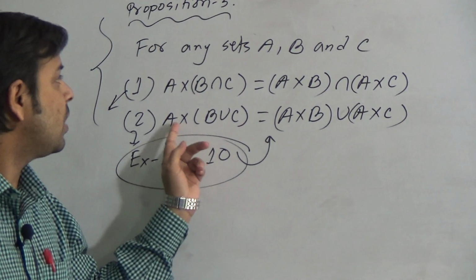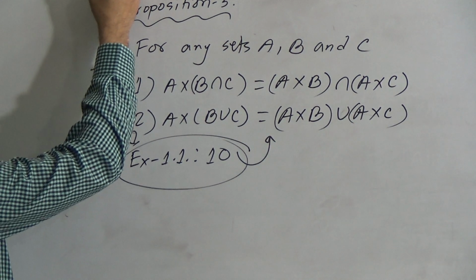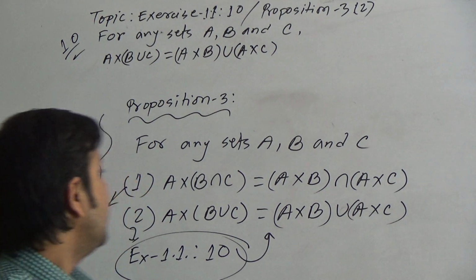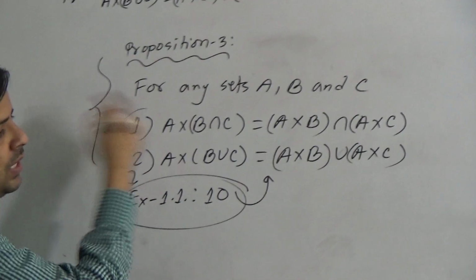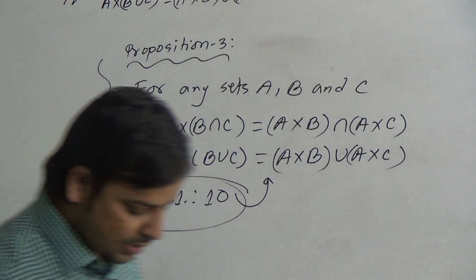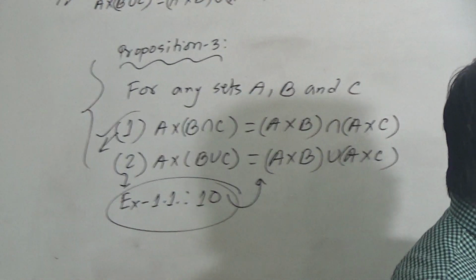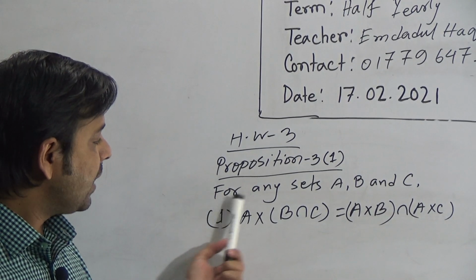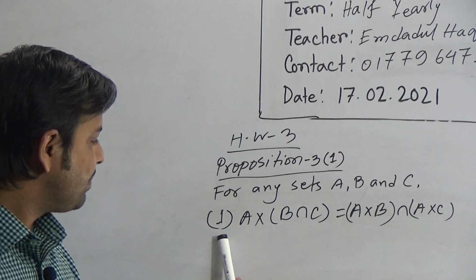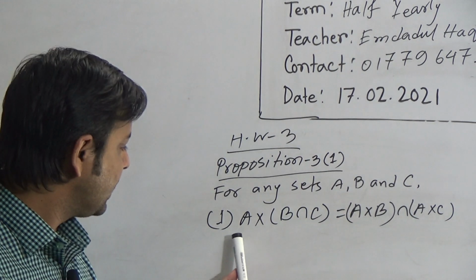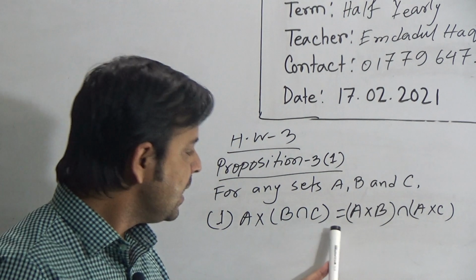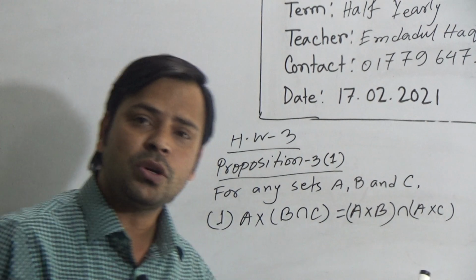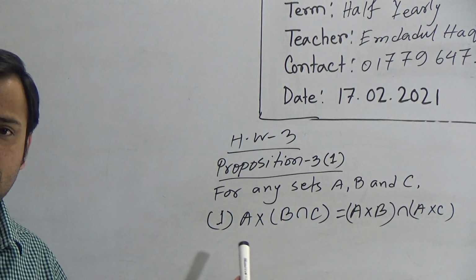So this one I will solve in this class. As the first one is done for you in your book, you will do it as your homework. Proposition 3 statement 1 is given for your homework. For any sets A, B and C, A cross B intersection C is equal to A cross B intersection A cross C. Follow your book page 10 and solve this one as your homework.